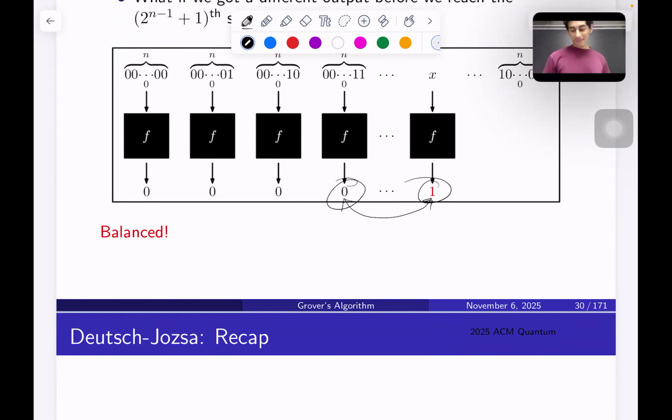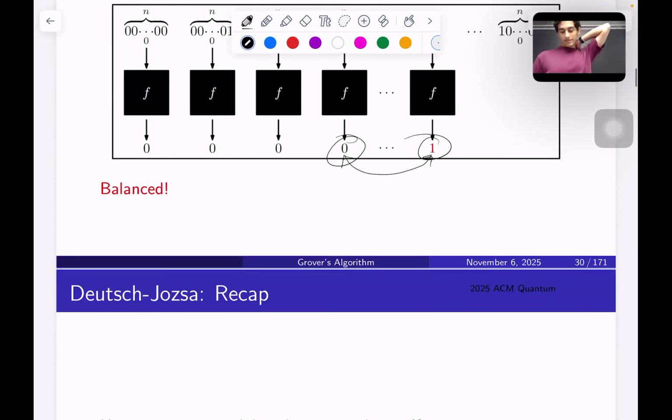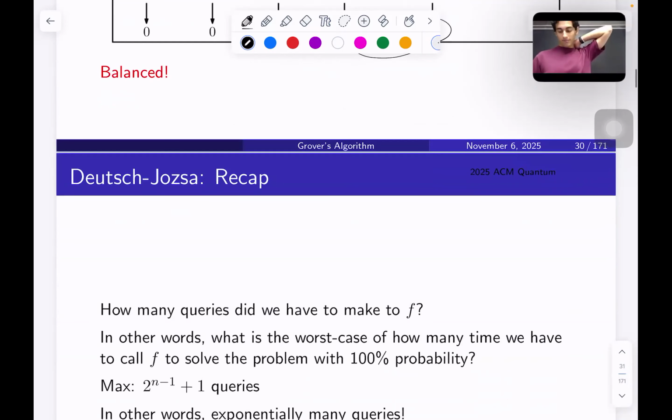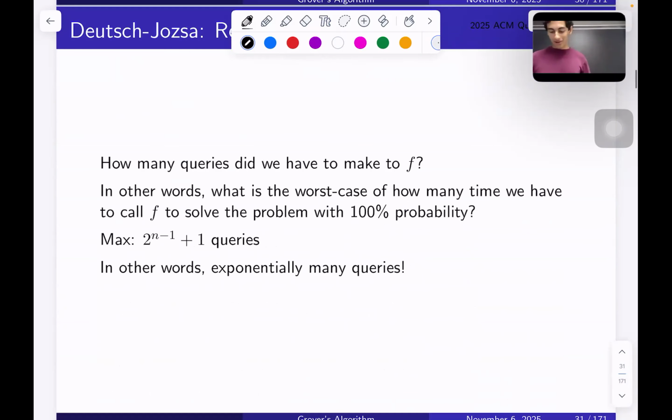Questions on that classical solution for Deutsch-Jozsa? Okay. Sorry, I'll go a little fast. The gist of it was that we have to make an exponential number of queries because in the worst case, where we read the same output for one more than half of the list, we're calling 2 to the n minus 1 plus 1 queries. So that's an exponential amount of queries.